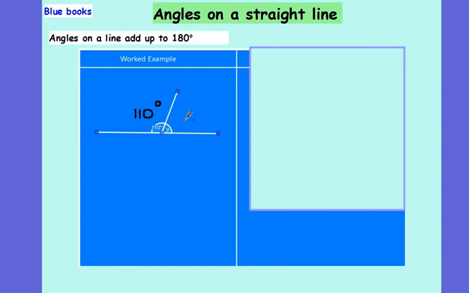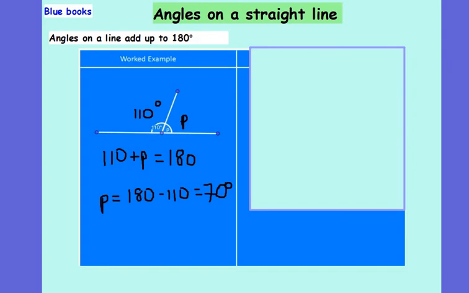Here I've got an example and I've been asked, can I work out what P is? I've got a straight line and I've got two angles on it. So I know that 110 plus whatever P is going to add up to 180 degrees. So to work out what P is, I need to do 180, take away 110, which gives me 70 degrees.